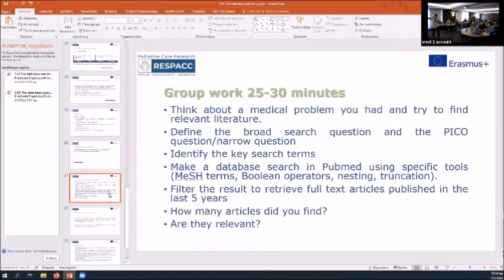And then after you did the PICO question, from the PICO question or from the narrow question, underline which are your key, your essential terms that you need to find in your search, and then go for a search. Use either MeSH terms, Boolean operators, nesting, or truncation, and filter down and see how many hits. Go quickly through the titles and see, were those relevant for the problem that you put? Because you put somehow the problem, and was it really relevant what you got there?